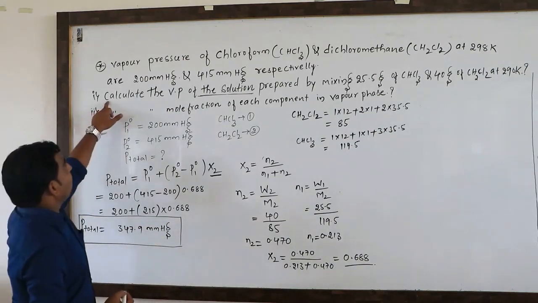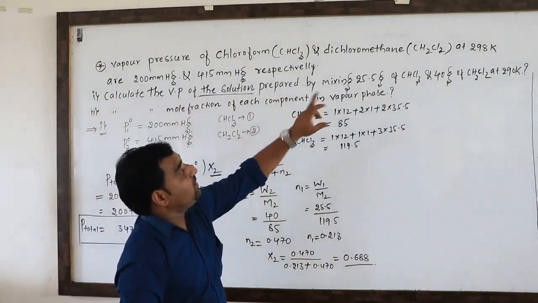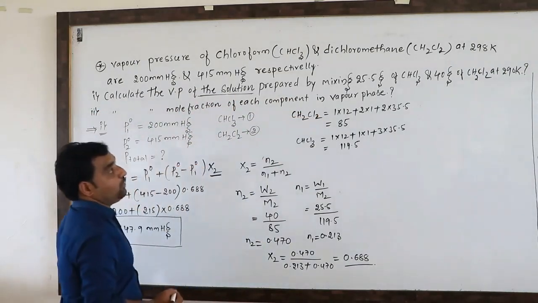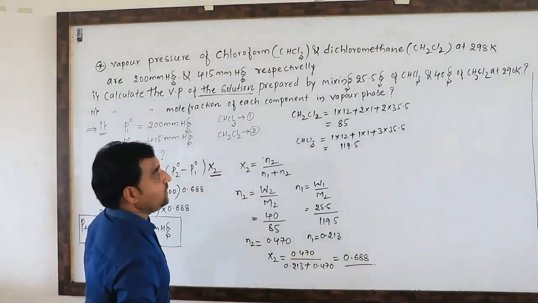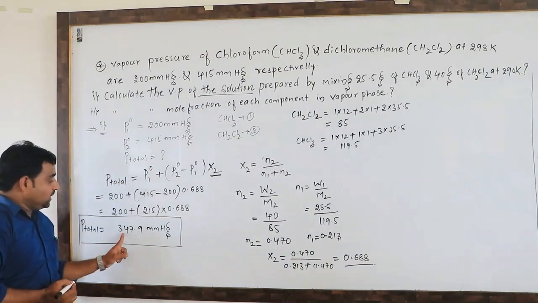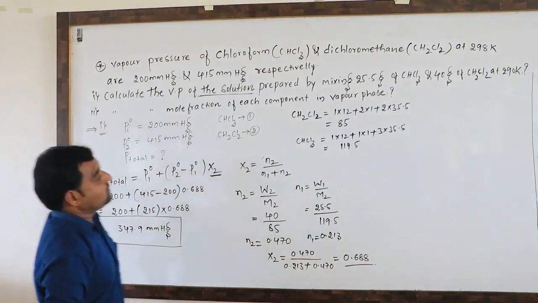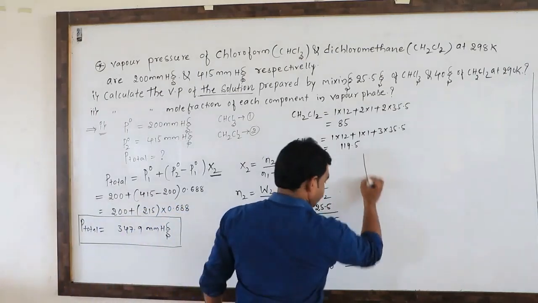The first one is already calculated. Calculate the vapor pressure of the solution prepared by mixing 25.5 gram of CHCl3 and 40 gram of CH2Cl2. The total vapor pressure of the solution is 347.9 mmHg. Now we'll move towards the second one.